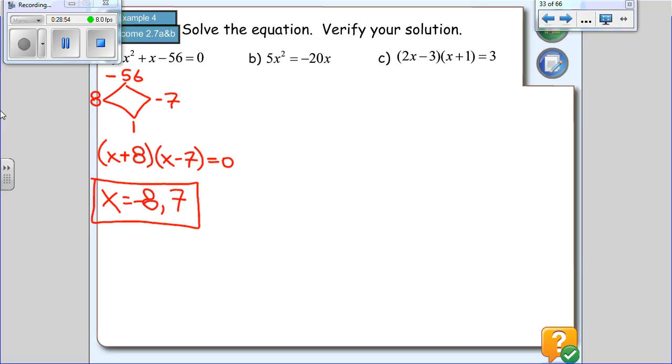So we're going to add 20x to both sides. We're going to put everything on the same side. So 5x squared plus 20x equals 0. You always, always, always want to be equal to 0. You want to be in that general form. Now that you're here, you have a quadratic, and it's equal to 0.